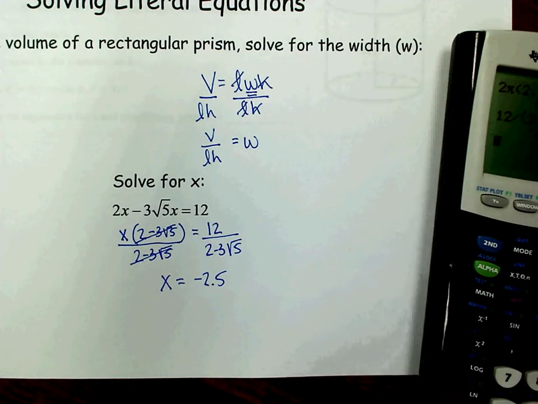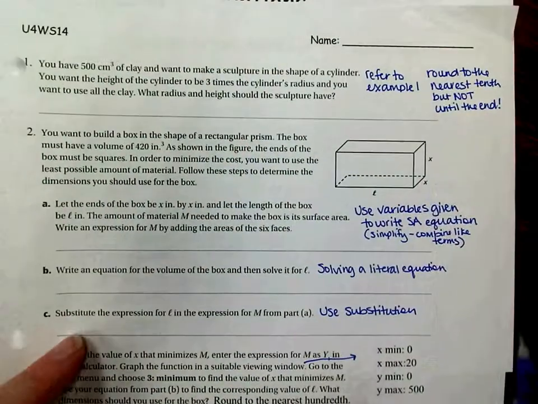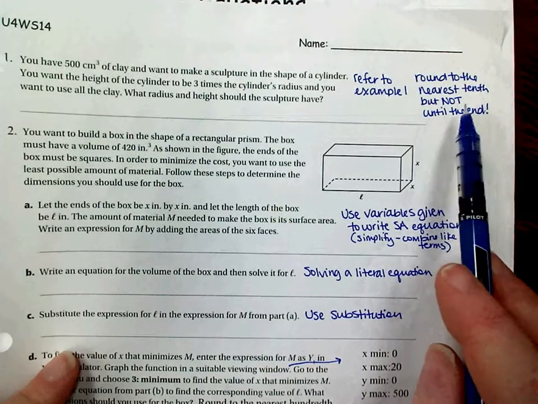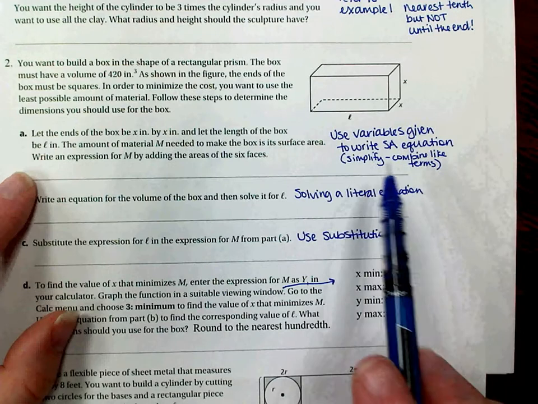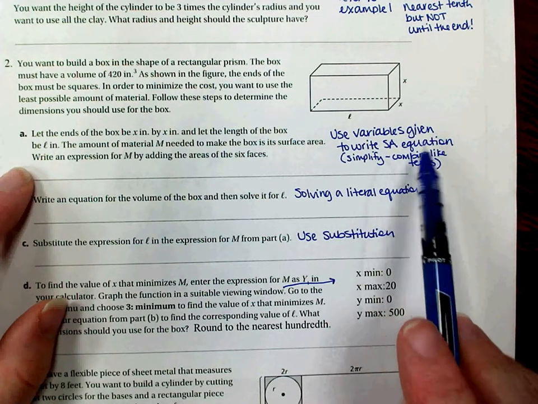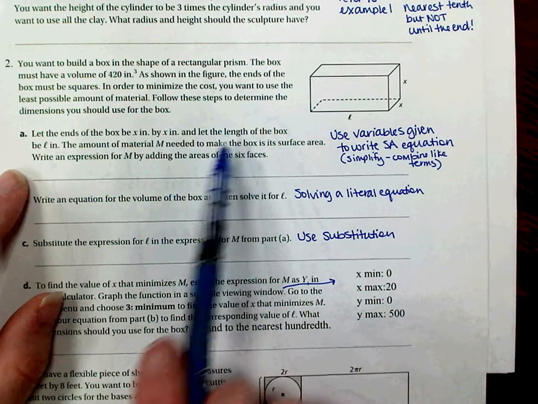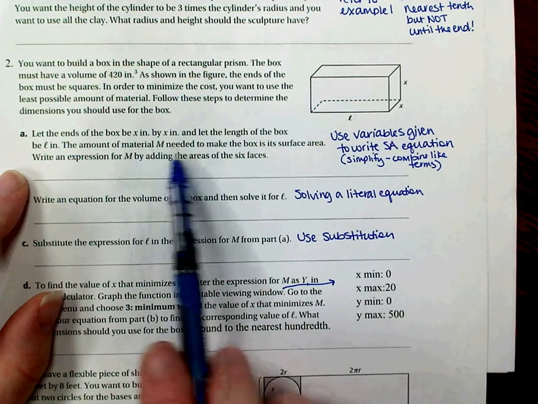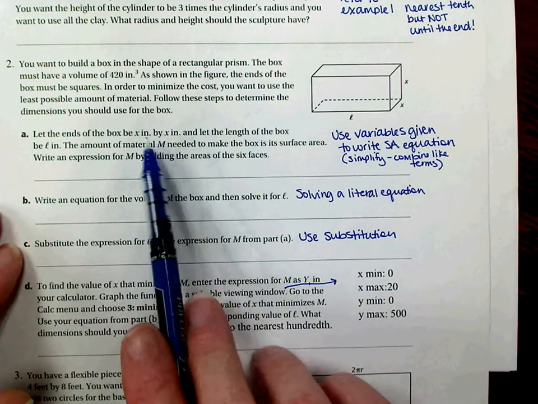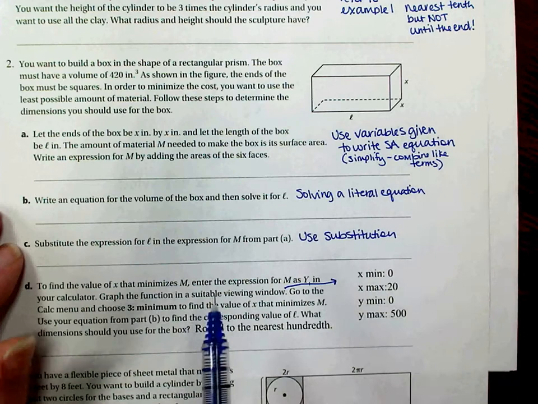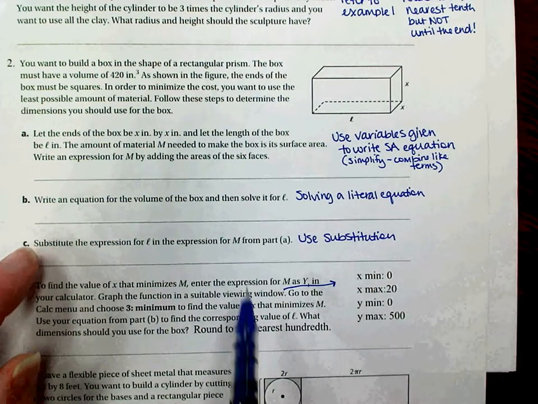Okay, so now let's look at your homework. I already told you on number 1, you want to refer to example 1, round your answer to the nearest tenth, but not until the end. Number 2, for part A, you need to use the variables that are given in the problem. It tells you to use L for the length, M for the amount of material, which is the surface area. It tells you what variables to use, X and X for the length that's in the whole problem. So you're going to be using X's, L's, and M's in that equation.